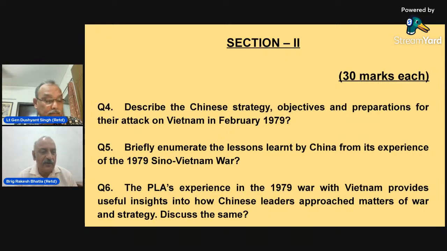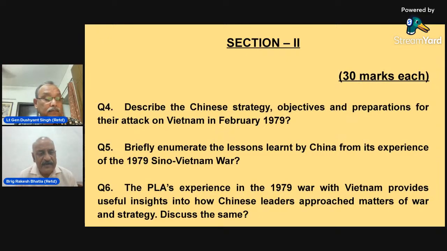That in case on the same subject, if you get 100 marks, what all you should cover, and if a similar thing happens in a 30 marks, then what are the essentials which you must cover to get these 30 marks. Then lessons learned, of course. In any military campaign, we are always looking for lessons learned, whichever campaign we study. Then PLA's experience in the 1979 war, incidentally, was the last war that PLA fought. After 1979, they are not involved in any war.